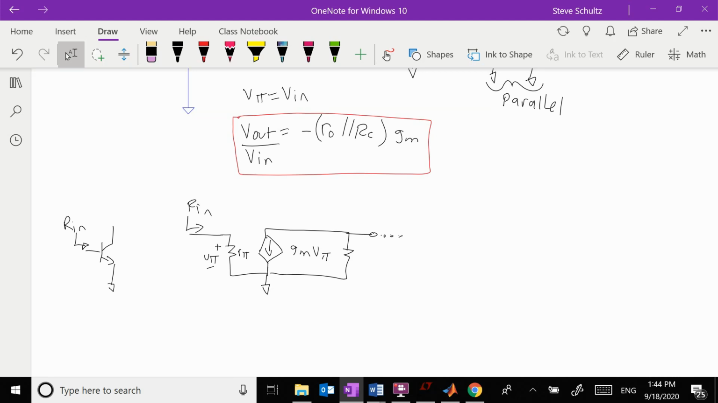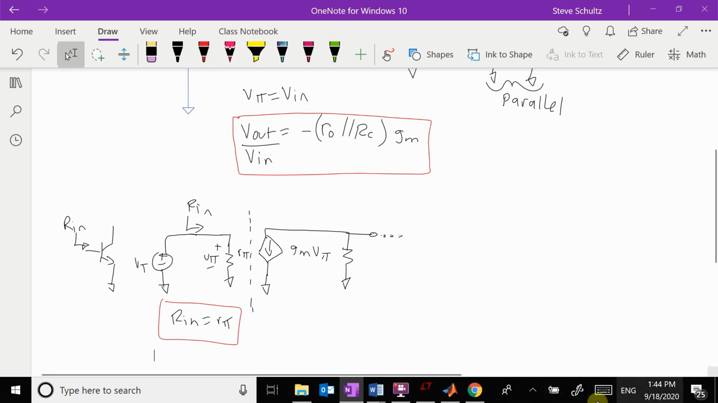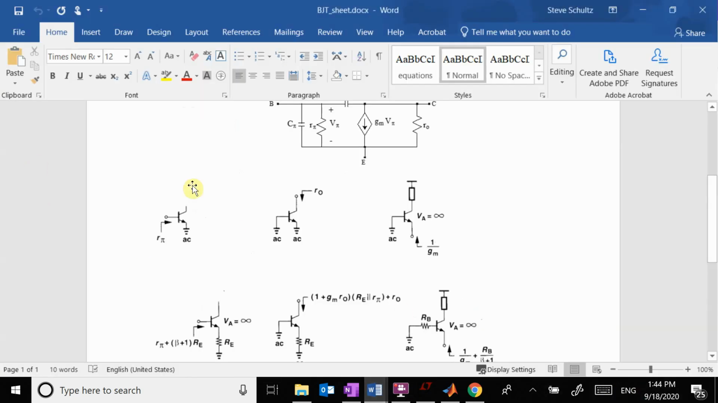So what we're going to do is we have a dependent source, so we're going to put in a test source, V test. We see that this point is just ground, this point is just ground. So there's no real connection across there, so there's no current across there. My only element is the R pi, so R in equals R pi, which is right here.